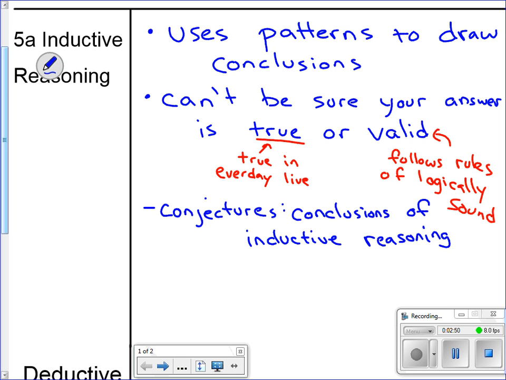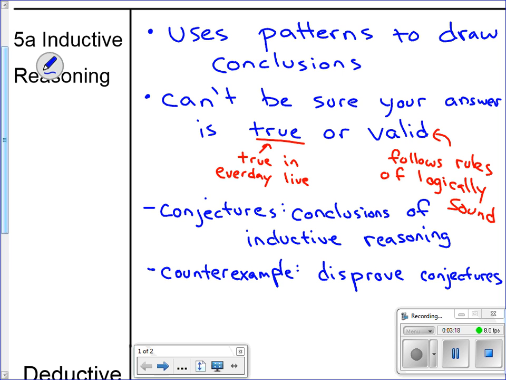And while we're doing inductive reasoning, we're always interested in considering if we can find a counterexample. A counterexample is a situation in which we can disprove a conjecture. And this will be any case in which it shows it to be false. You can be very specific, but if you can find one situation where it's false, that's considered a counterexample, and therefore we have disproved the conjecture.